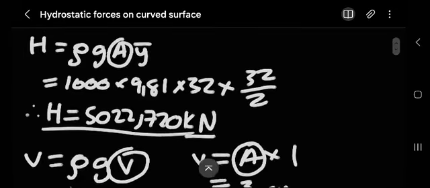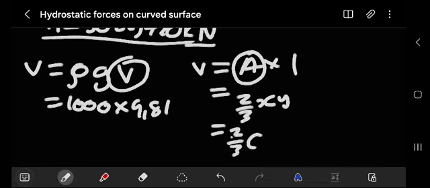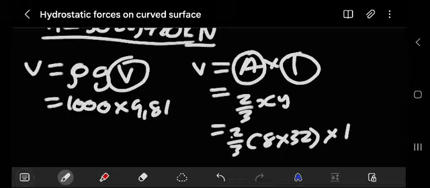Sorry, this must be 2 over 3. We have 2 over 3, we have the 3, and we have there our 8. X is 8 multiplied by y, whereby y is 32. Also we exclude that 1. So this will be our volume.